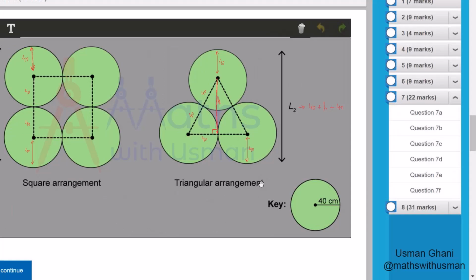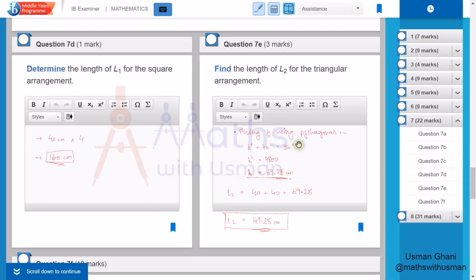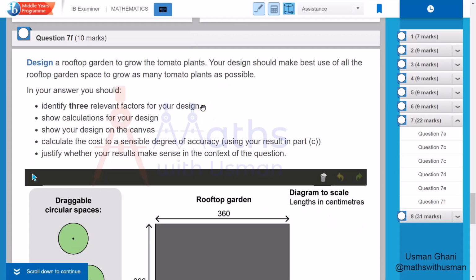Okay, so going to the next page to apply Pythagoras, that is there. Over here, h is 69.28. L2 is 40 plus 40 plus this, which is 149.28. Easy. Alright, design a rooftop garden.